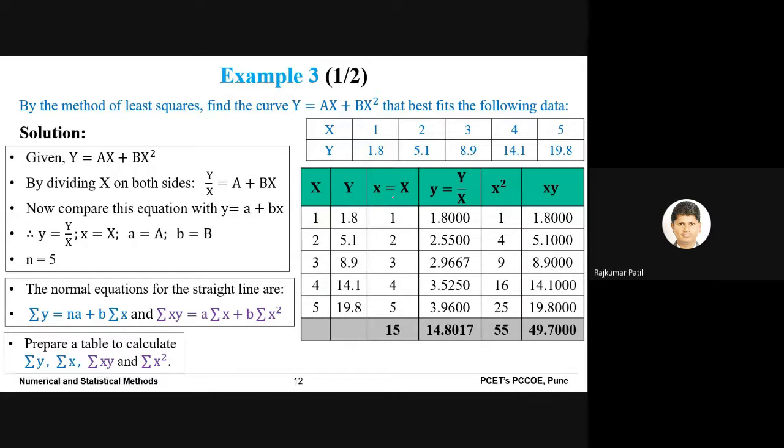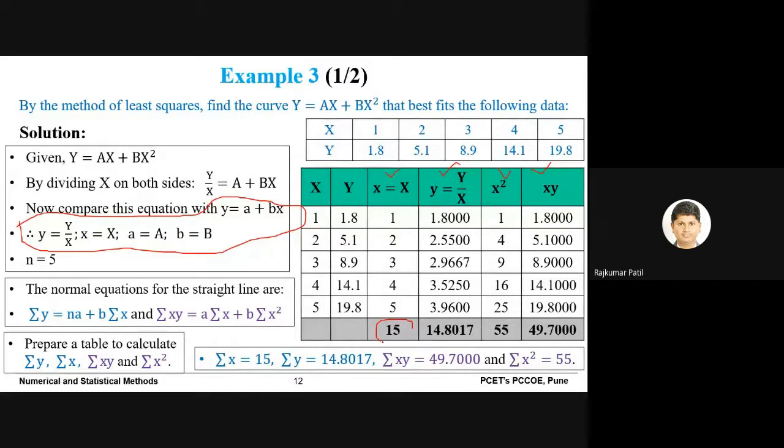Okay, so once you prepare all these columns, in this type of problem, students may make mistakes while making the column. So be careful about preparing the table. Do not get confused between the notation and their corresponding relationship with other values. Then we can get the value of summation x 15, summation y 14.8017, summation x square is 55, and summation xy is 49.7. So this is how you can calculate.